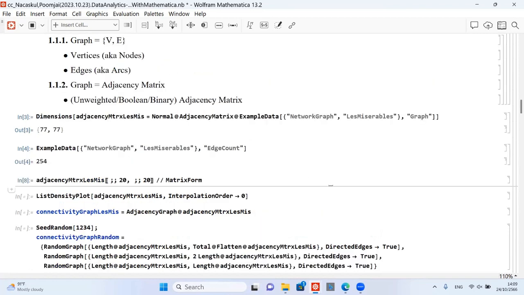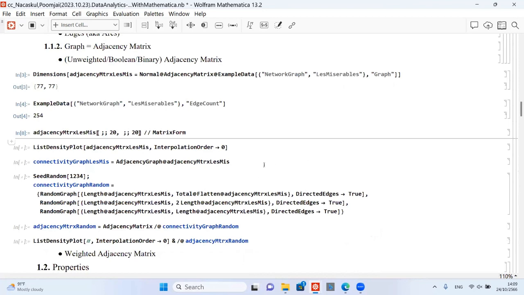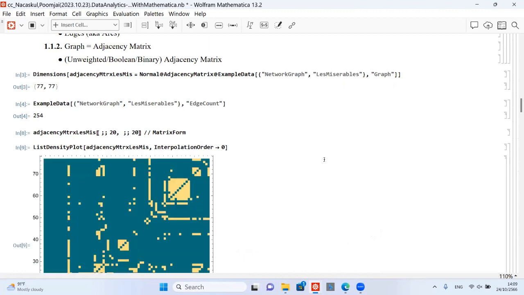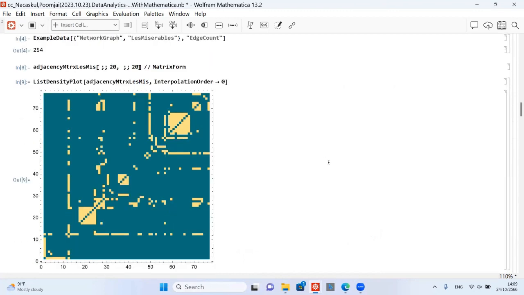This would give you a built-in, whole host of things. I just select whatever I think is interesting. List density plot. Now, list density plot is basically a heat map of that matrix. In this case, obviously, the connection.